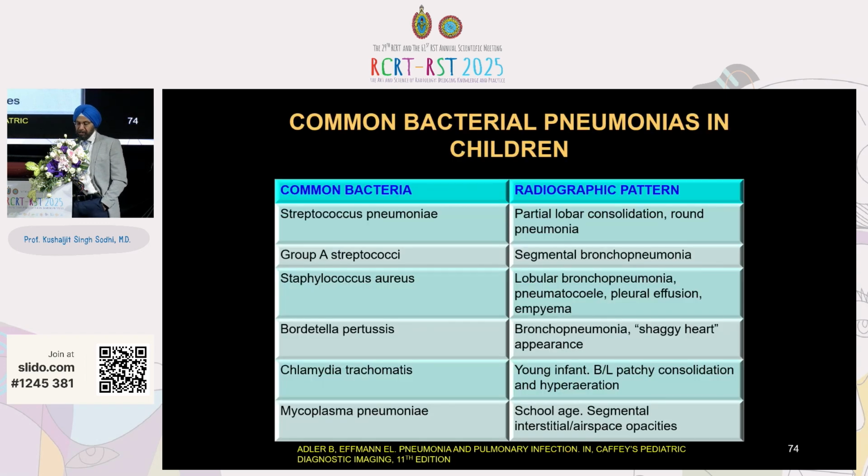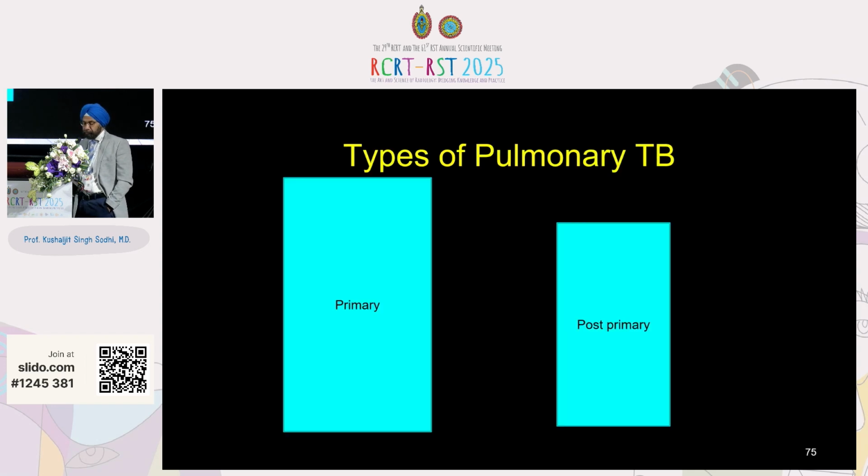So there is a long list of bacterial pneumonias in children, and depending upon the radiographic pattern, which is by and large non-specific, typically you see bronchopneumonias, hyperaeration, and segmental, non-segmental or lobar consolidation and pneumonias. It's not very specific, so I won't go into too much detail on this one.